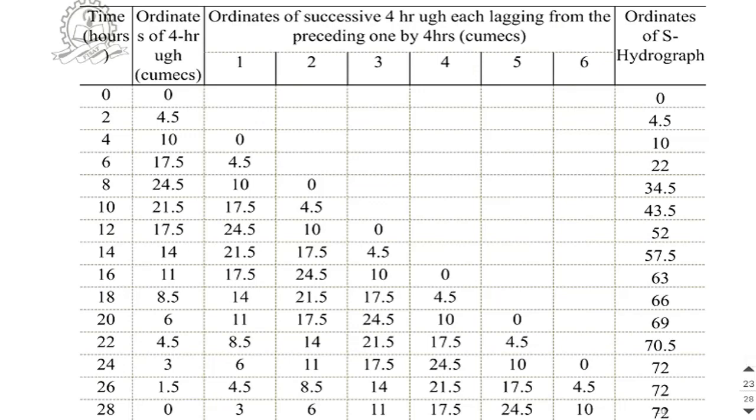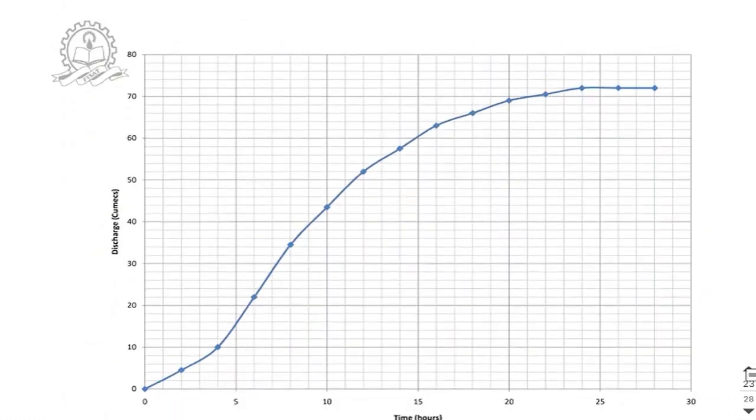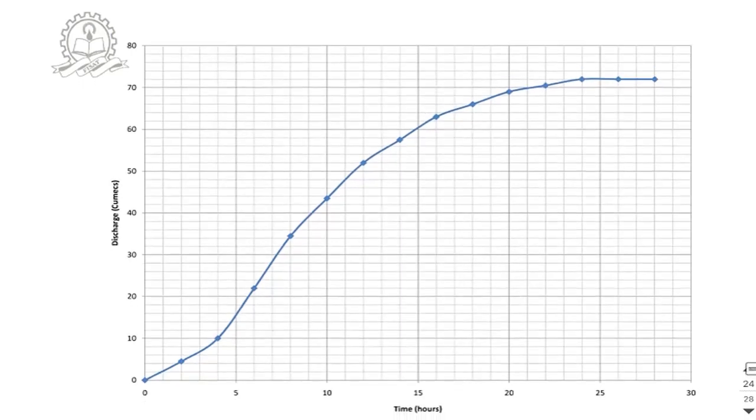Next, you have to plot the S hydrograph. For that, the ordinate of the S hydrograph represents the y axis, and time represents the x axis. So this is the graph. Take a suitable scale and draw the graph, with time on the x axis and discharge on the y axis.